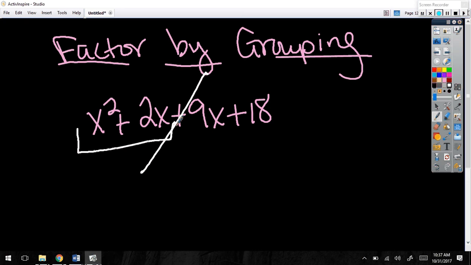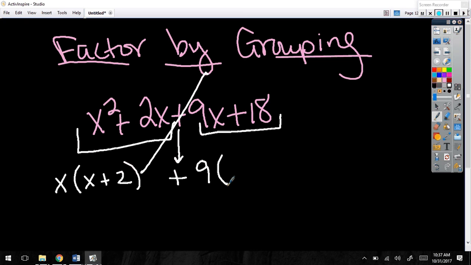The X. What's left if you take an X from both of them? X plus 2. You still have to put it outside. I'm going to bring this plus sign down. Now look at the second two. You can divide both of them by 9. So if I put a 9 outside, what's left? 1x, x plus 2. That's the same problem.